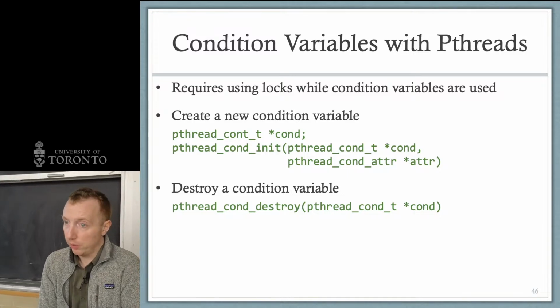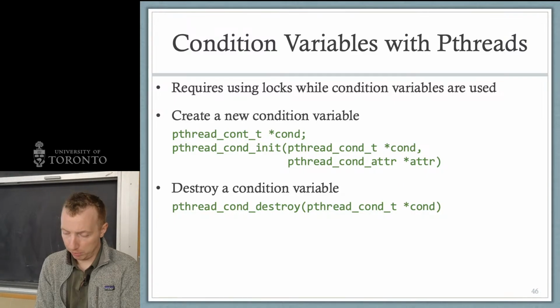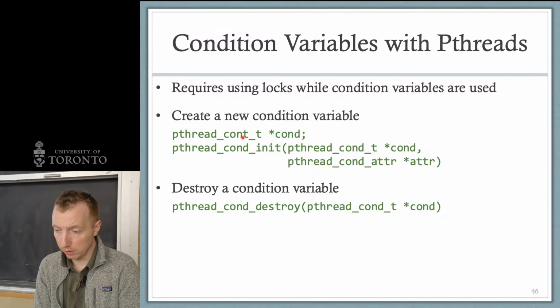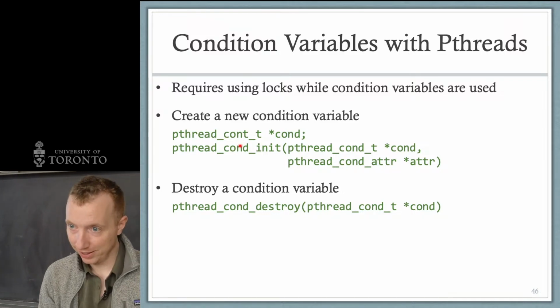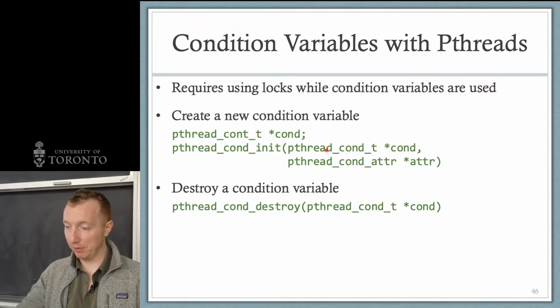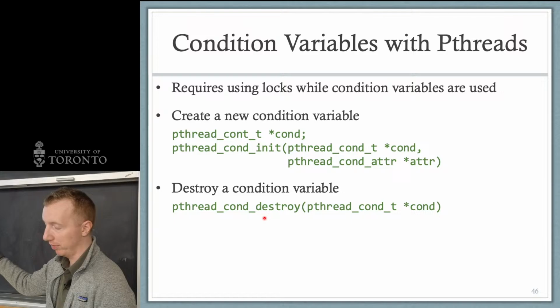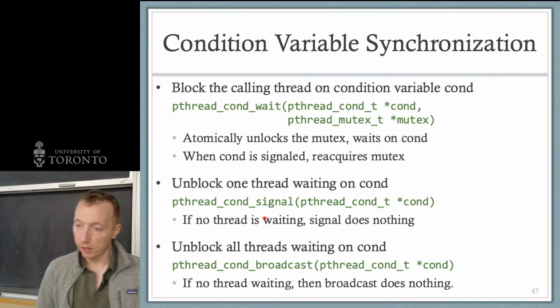So how do you create a new condition variable? pthread_cond. There's a typo here. This should be cond, not what it says. You init it with default attributes, and to destroy it, if you init something, it's like mallocing, you should free it. So the pthread way is to destroy it.